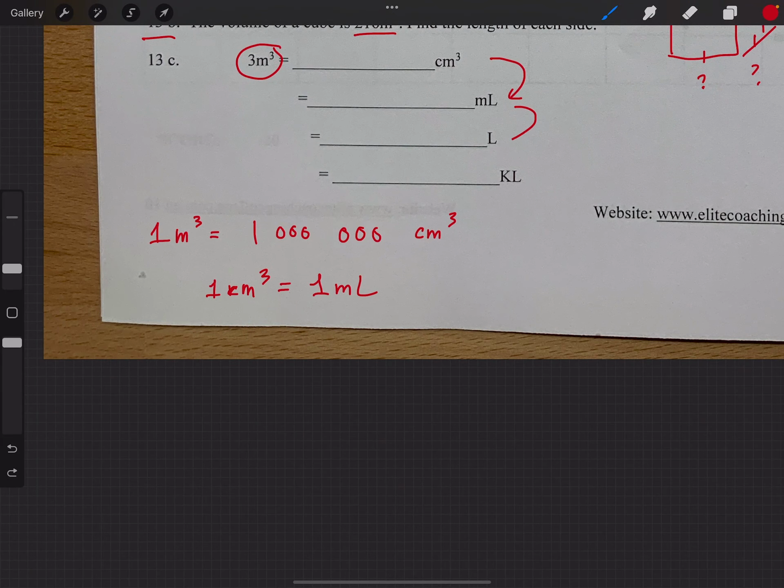And to convert milliliters to liters, we just have to do what? We divide it by 1,000. Because 1 liter is equal to 1,000 milliliters, and also 1 kiloliter is equal to 1,000 liters. So you divide it by 1,000 again to get to kiloliters.